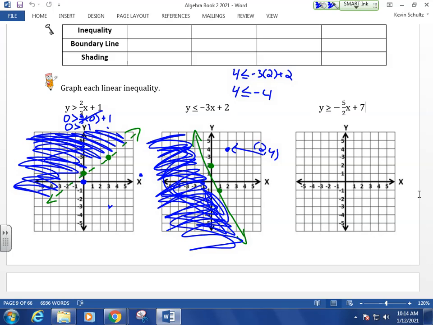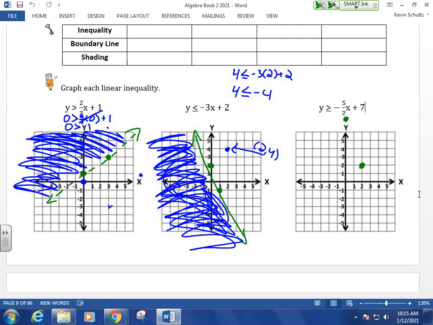Last one here. y is greater than or equal to negative 5 halves x plus 7. This one goes off the coordinate plane. I apologize for that. So 7 is right about here on the y-axis. Probably a little bit lower than that, but oh well. And then our slope, down 5, right 2, since it's negative 5 halves. So down 5 from 7 will put us at 2. Right 2 puts us here.